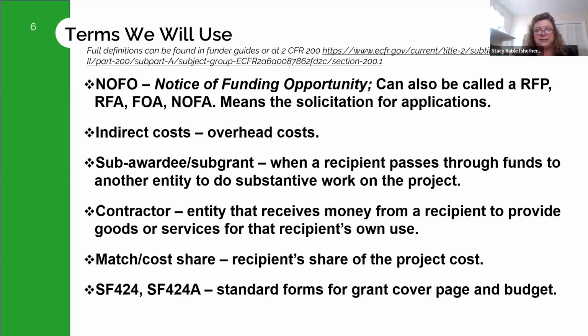Another word that you'll hear me use is indirect costs. These are your overhead costs. So the cost of keeping the doors open. And we'll talk more about that later in the class.